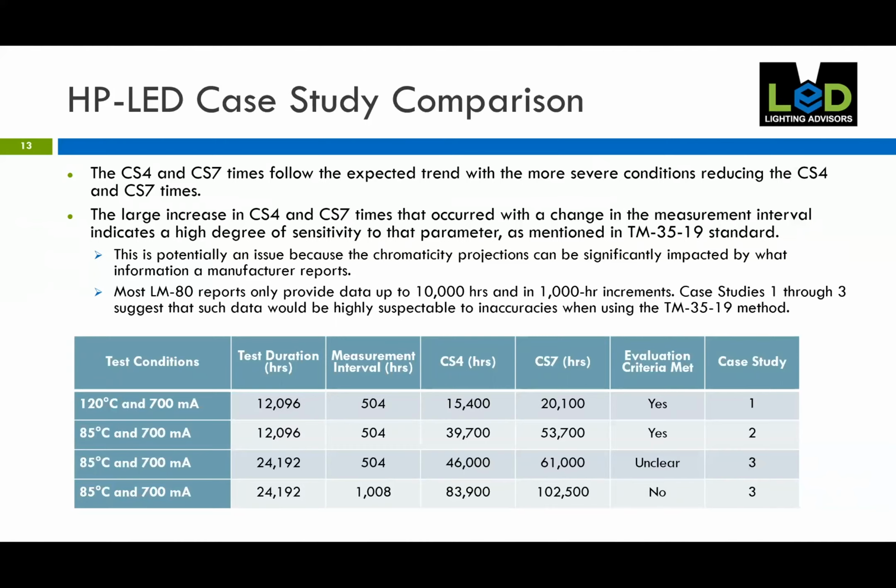This is potentially an issue because the chromaticity projections can be significantly impacted by what information an LED manufacturer provides in the LM80 reports. A reported measurement interval could potentially be selected to improve TM35 projections beyond what it could be in real life. And it is important to note that most of the LM80 reports only provide up to 10,000 hours and 1,000 hour increments. This is very common, which makes it more of a challenge to accurately project the TM35 behavior.